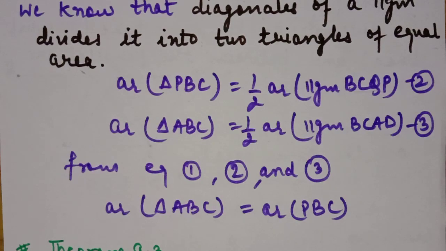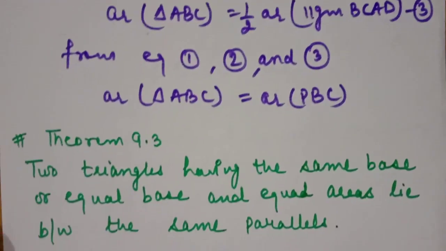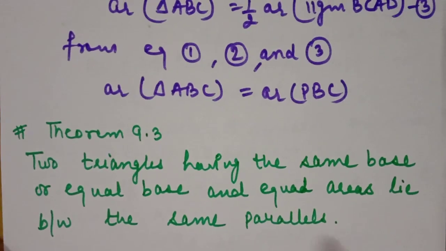Students, now theorem 9.3. First, the statement. What is the statement of theorem 9.3? Two triangles having the same base or equal base and equal area lie between the same parallels. It means in this theorem, what is given to us? Two triangles having the same base or equal base, and equal area. It means area is already given to us, that it is equal. We have to prove that both triangles which have a common base and equal area lie between the same parallel lines. We have to prove it.